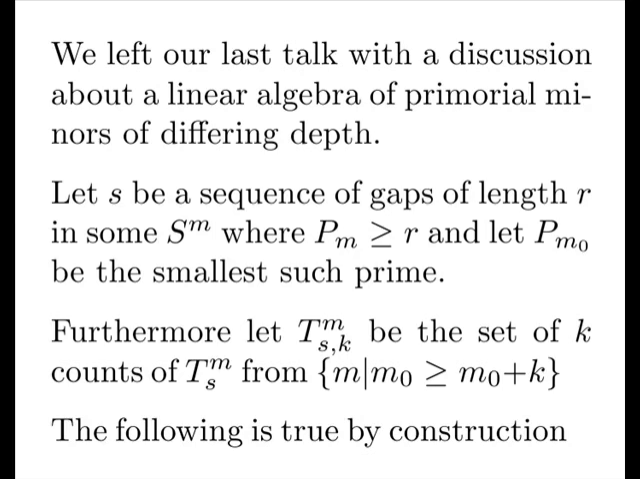Let S be a sequence of gaps of length r in some Sm, with the current prime greater or equal than r, and let P sub m0 be the smallest such prime. Furthermore, let Tm sub sk be the set of k counts of the substrings type from m greater than m0 plus k. The following is true by construction.